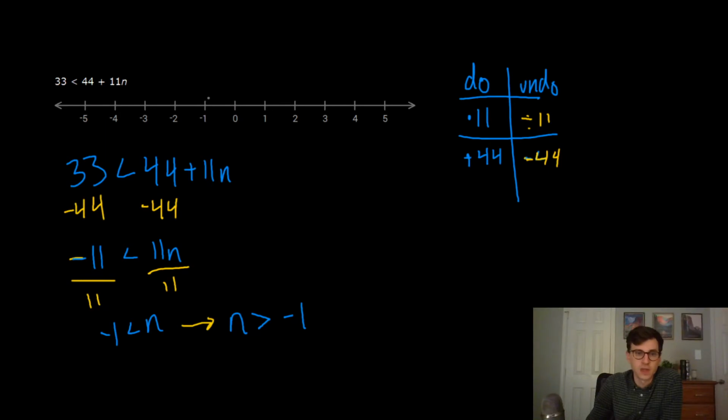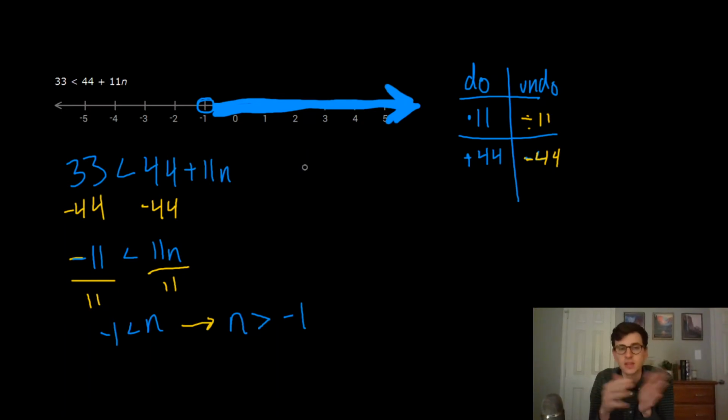Now this is just greater than, so if I'm shading this, I have an open circle there. And then shade this way, to the right. And that's my solution set for this inequality. And you can check that. If you wanted to put a number in here, even 0 is an easy number to check. 44 plus 0 is 44, and 44 is definitely greater than 33. So that feels pretty good when we're thinking about, does my solution make sense?